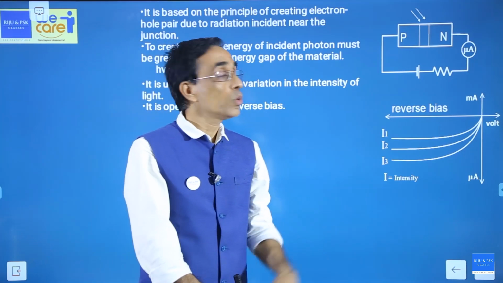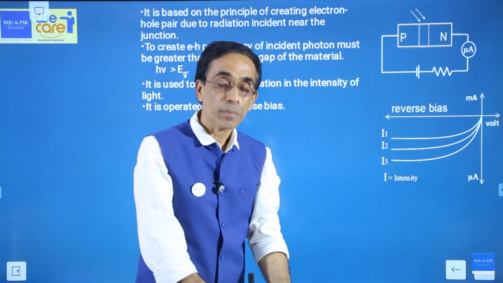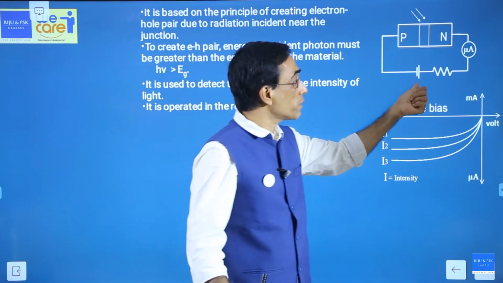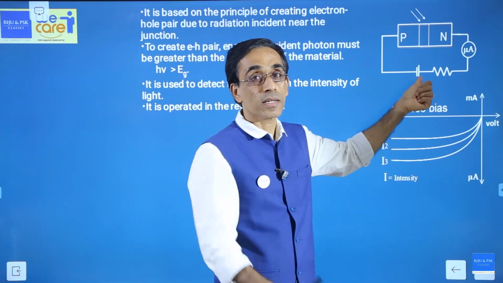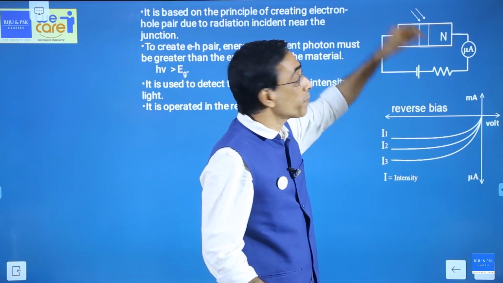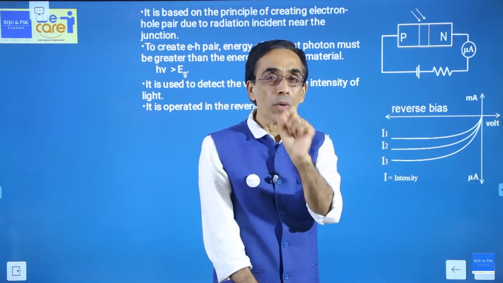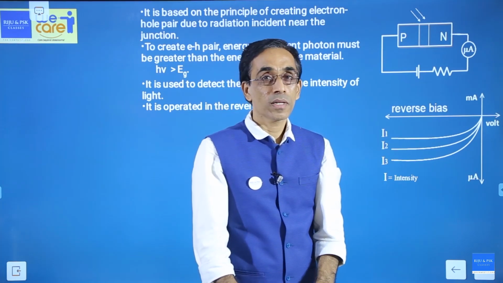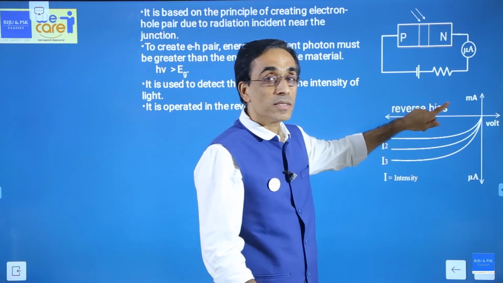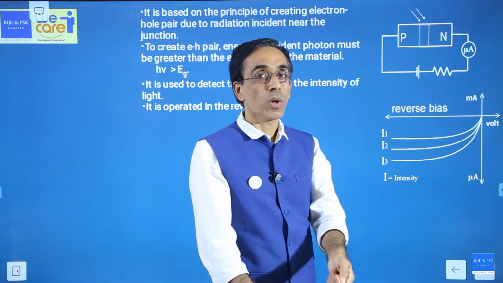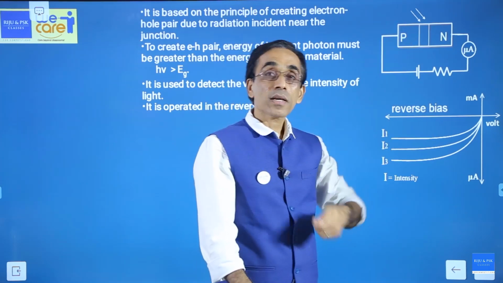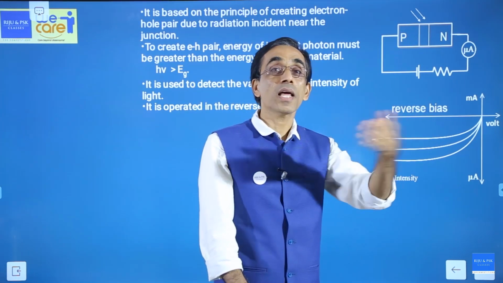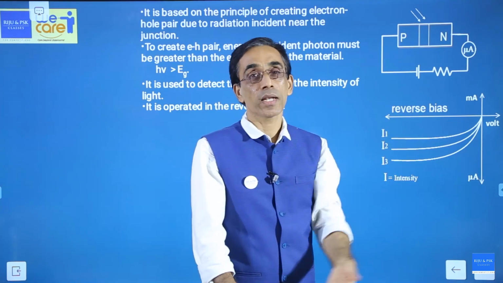Very simple. You can work this in the forward bias also. The problem is this, in the forward bias, the battery will produce a very large current and the optical current will be very, very small. So a small optical current in a very large forward current will be difficult to notice. But in the reverse bias, the biasing current is also small. The optical current is also small. So the percentage variation will be easy to identify.